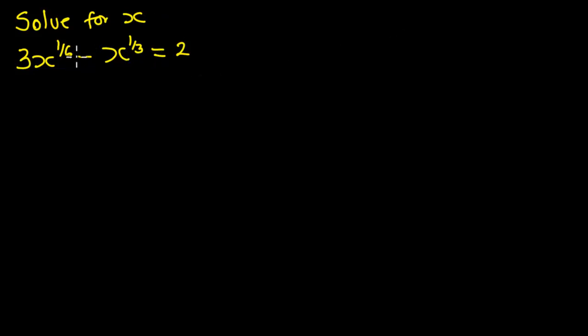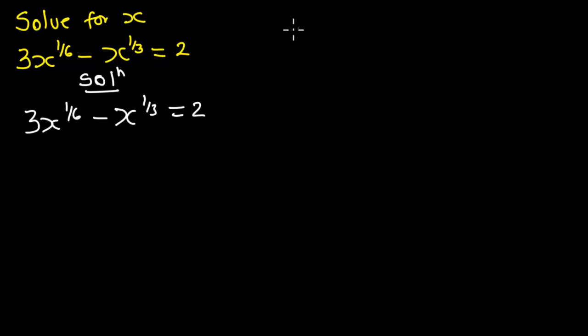In this video, we want to solve for x from this equation. So stay tuned and let's learn together. Now we're given 3 times x to the power 1 over 6 minus x to the power 1 over 3 is equal to 2. Now before we start, let's make some deductions.